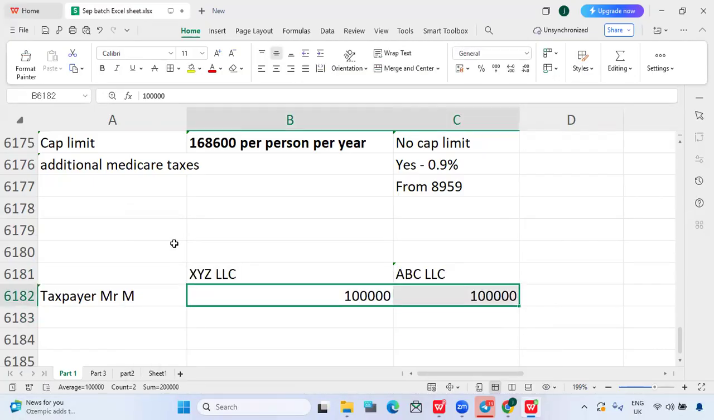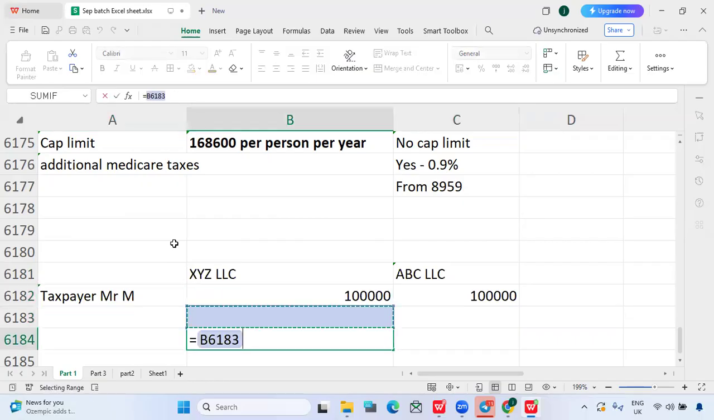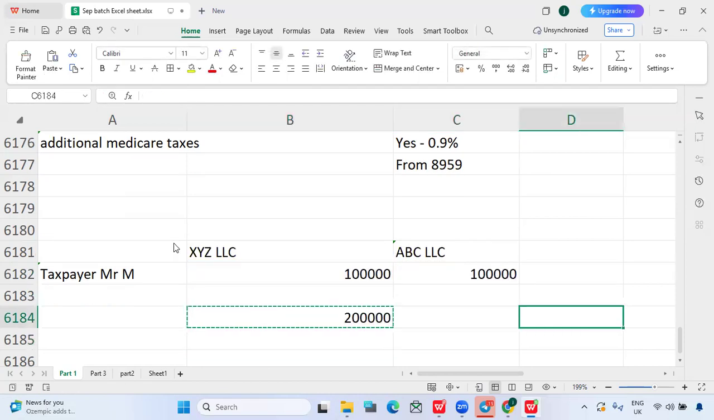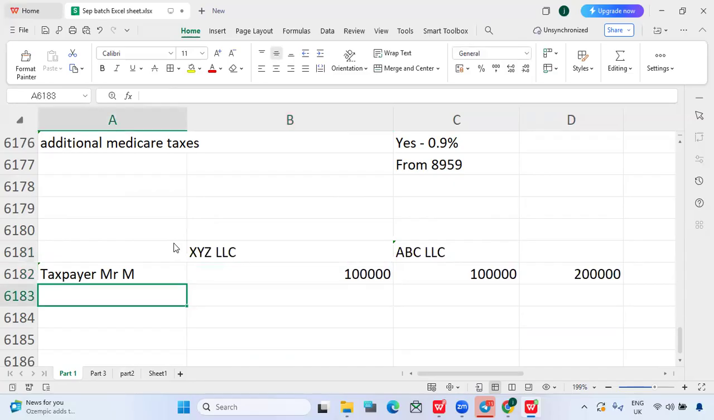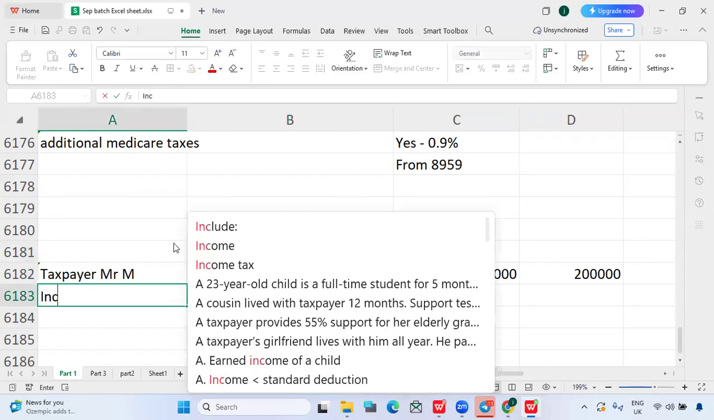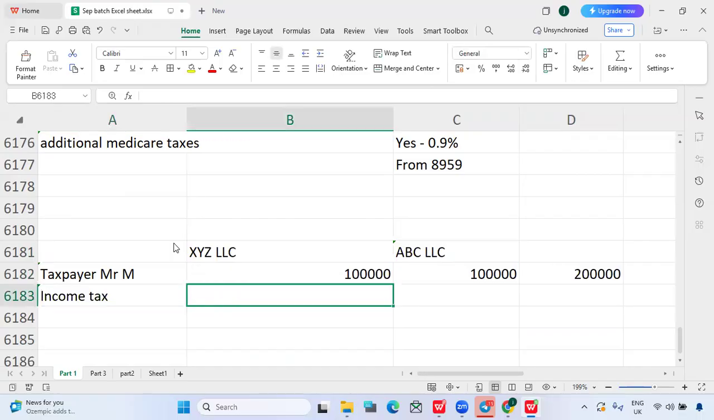So what is the total income for Mr. M for 2024? 100 plus 100, which is $200,000. Now think from XYZ LLC's point of view. What will they do? It is the responsibility of XYZ LLC to withhold some income tax. Yes, they will do withholding of income tax, both XYZ LLC and ABC LLC.